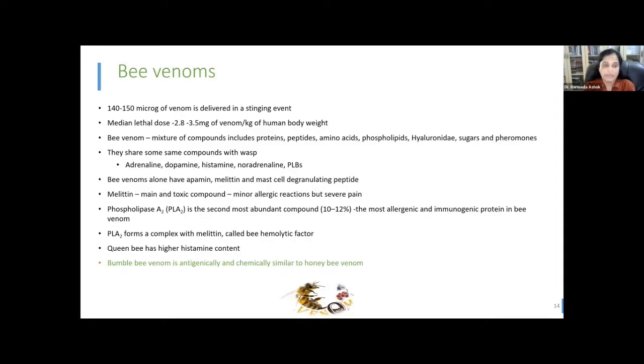The bee venom is also unique. It has a mixture of compounds like proteins, peptides, amino acids, and hyaluronidase. Some of these are shared with the Vespidae group also. And there are vasoactive amines like adrenaline, dopamine, and histamine.